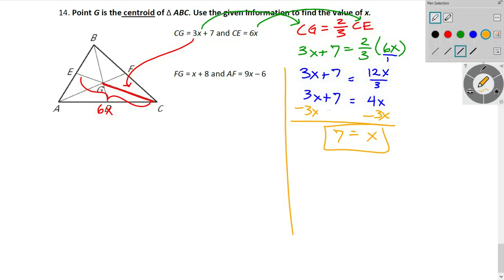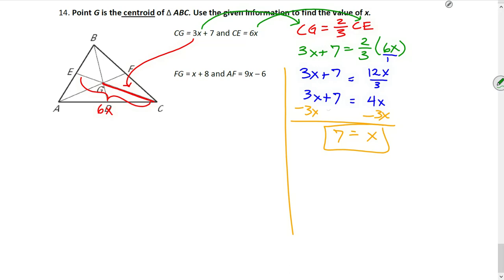Okay, on the second problem, let's erase this and look at this again. FG, this little part, is x plus 8. And AF, this length right here, is 9x minus 6. So how are FG and AF related? From the centroid to the midpoint, that's the short end, and that is 1/3 of the length of the entire median. So FG is equal to 1/3 of the entire median AF.